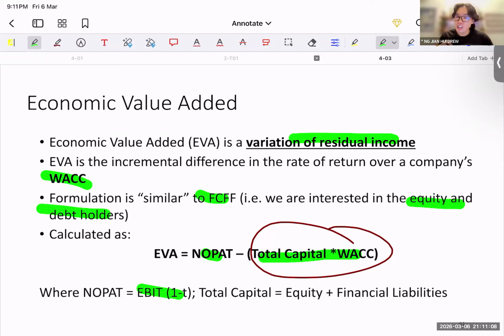But for questions relating to school tests, NOPAT can simply be calculated using EBIT times 1 minus tax. And we'll see an example in a bit as well. Now, in terms of total capital, because we are interested in both equity and debt holders, we use equity plus financial liabilities, right? Total capital, basically.